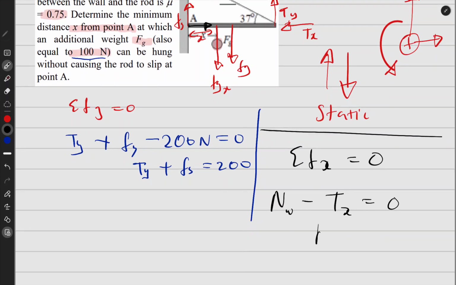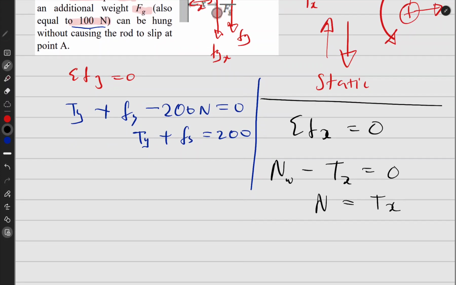This tells me that my normal should equal my Tx. That is very good to know. But I also know my normal, right? My normal is mu s... let me just hold it here. Oh yeah, this is just my normal.